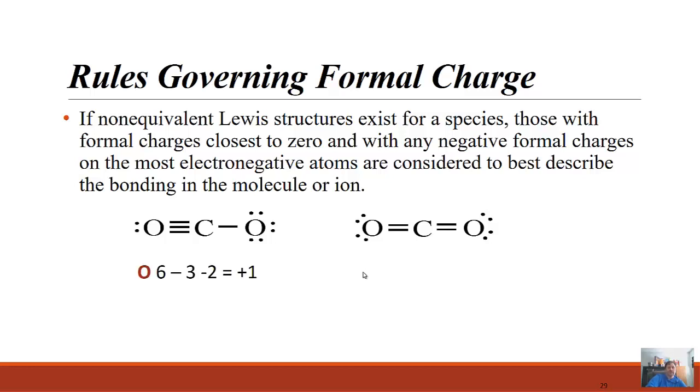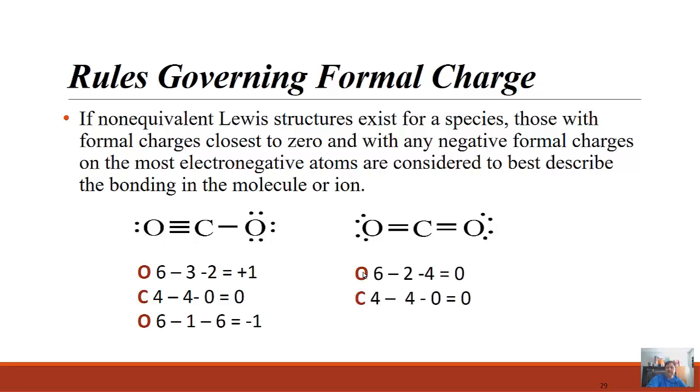All right. So we should have gotten something for oxygen, a plus 1 there. The carbon is going to be a 0. And then we'll have a -1 here. Excuse me. The second one, okay, we got our oxygen has a 0. Our carbon has a 0. And then our final oxygen has a 0. Look at, these are all zeros. That's what we're going for.